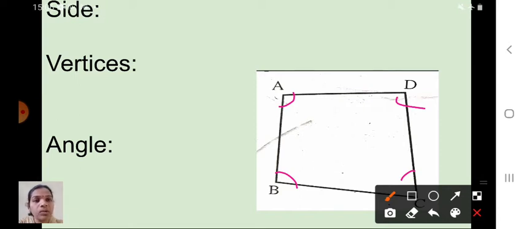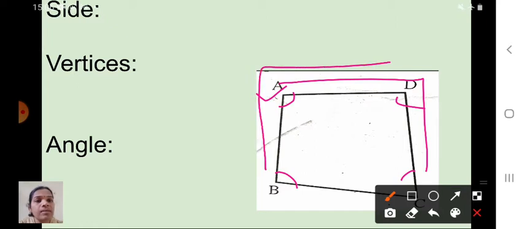Okay, so how do we have to write? Yes, measurement of angle ABC, measurement of angle BCD, measurement of angle CDA, measurement of angle DAB.